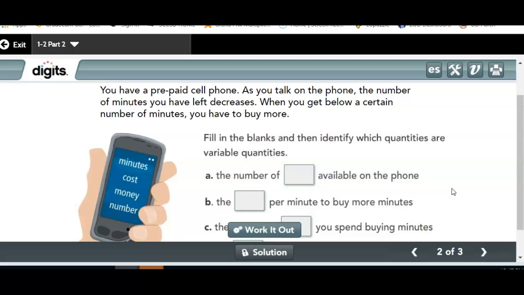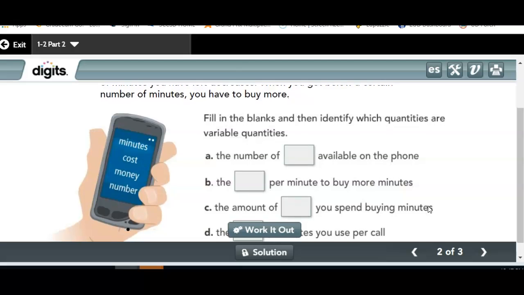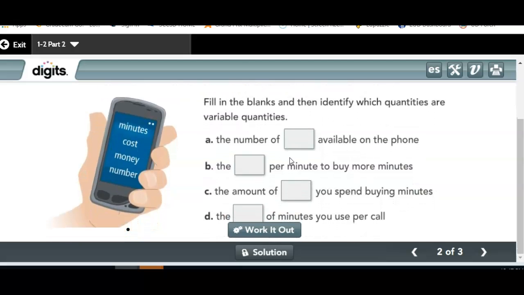So we're going to fill in the blanks and identify which quantities are variable quantities. A, the number of minutes available on the phone. This is not in your guided notes. I should have told you that earlier. We're just looking up here on the screen. B is the cost per minute to buy more minutes. C is the amount of money you spend buying minutes. And D, the number of minutes you use per call. So they go in order.